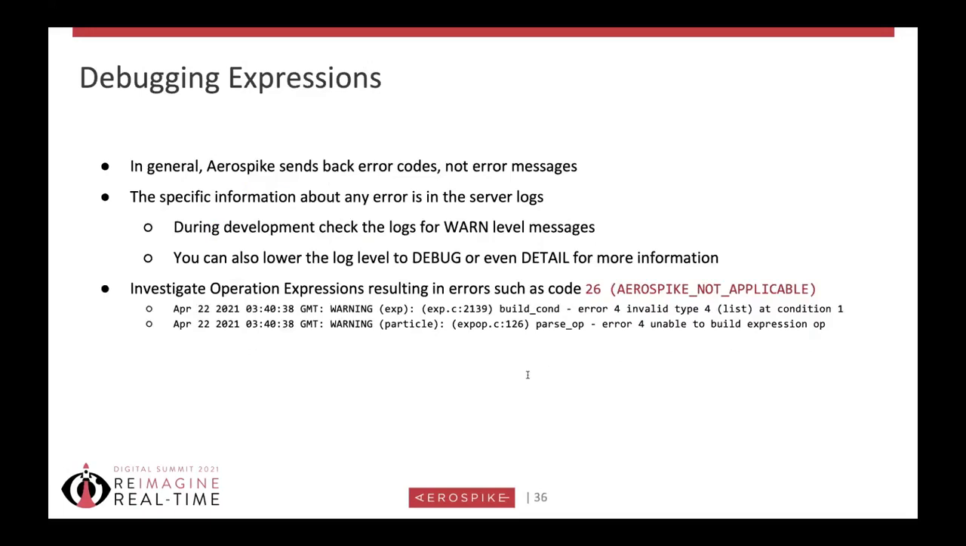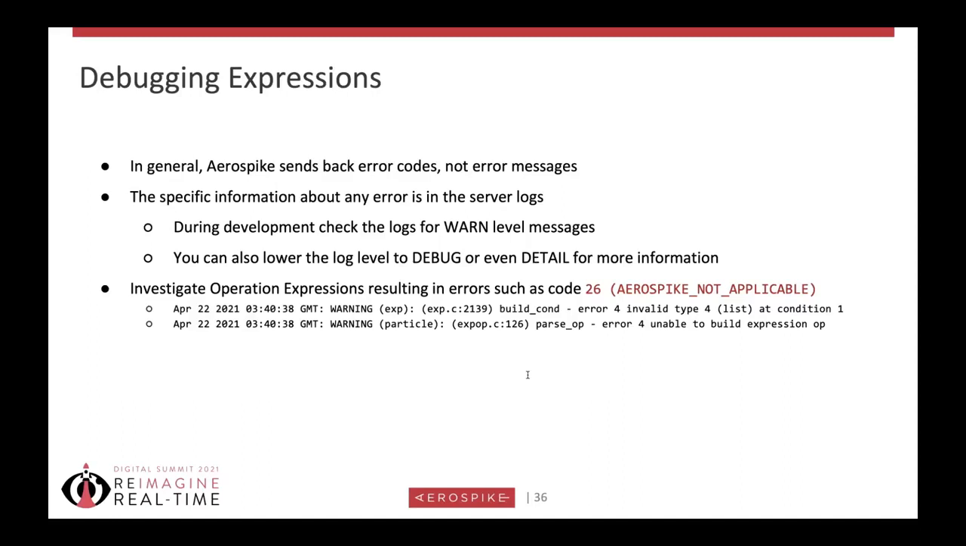And the last thing I want to go over is really how to debug expressions, because in general, the Aerospike server only sends back error codes and not error messages. When you do see error messages, those are actually just filled in generically by the client, so you have an idea and you don't have to look it up. The specific information about any error is actually in the server log. So if you're a developer developing an application that is talking to Aerospike, you want to be checking your server logs for warning level messages to see really what happened.